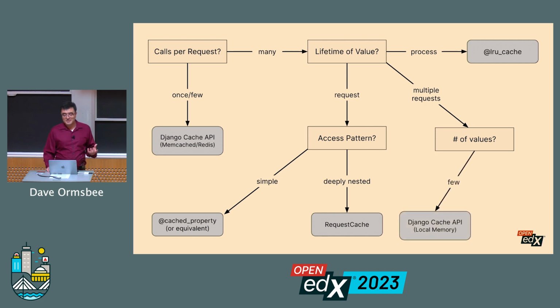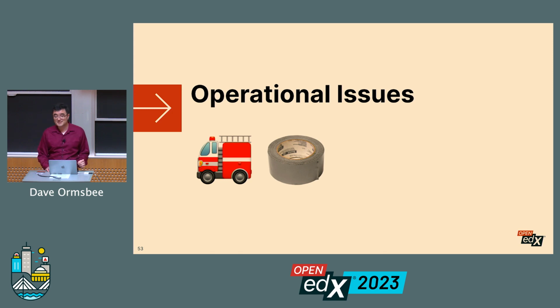Popping back up, if the lifetime of the value is across multiple requests and the number of values is very small, then we can use the Django Cache API with local memory. But if it has to last across multiple requests, it has to be very fast, and there are many, many potential values, we can use, anyone? Tiered cache, yes. Great. Awesome.